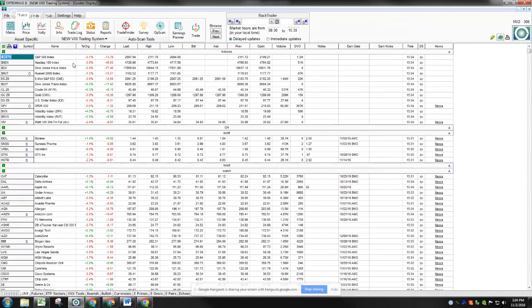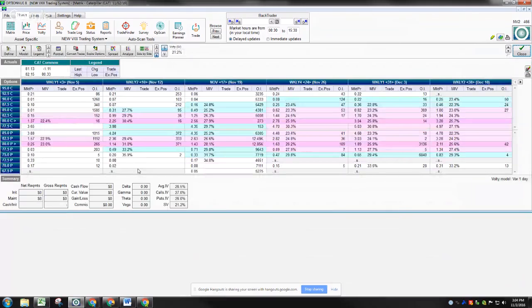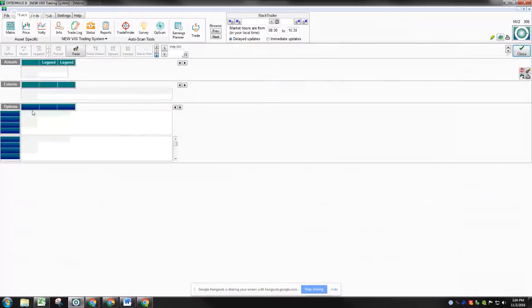With any of these underlyings that I have here, I can simply double click on the symbol and it's going to pull up an options chain for you. Here I pulled up Caterpillar. Let's take a look at something that's traded a lot more. We can look at the SPY. I'm going to double click on that one.